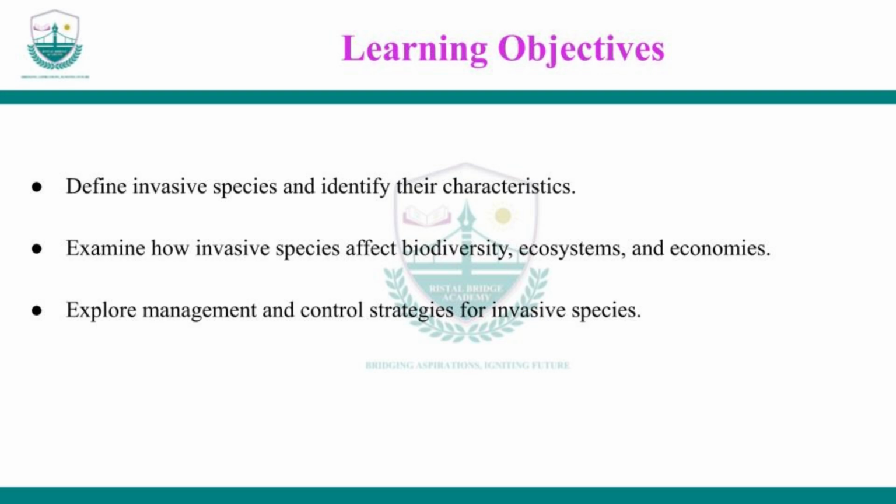1. Describe what an invasive species is. 2. Explain its impacts on biodiversity and livelihoods. 3. Evaluate strategies used to control these species.